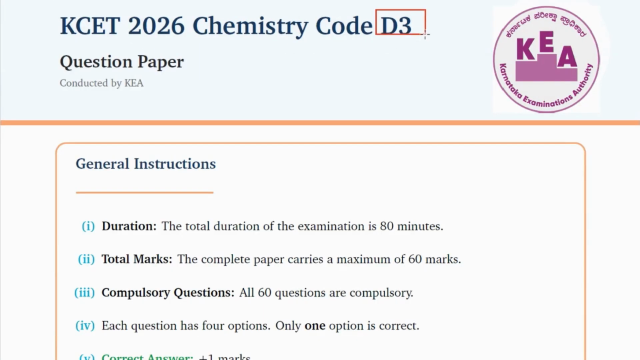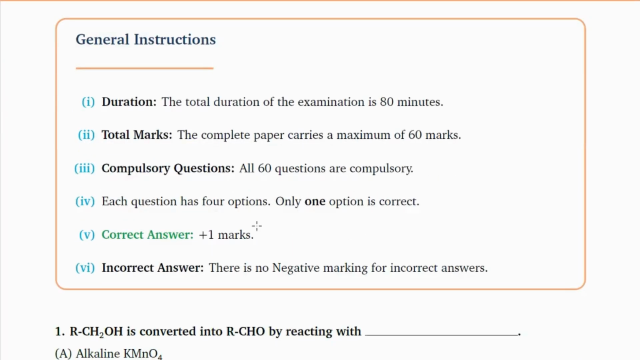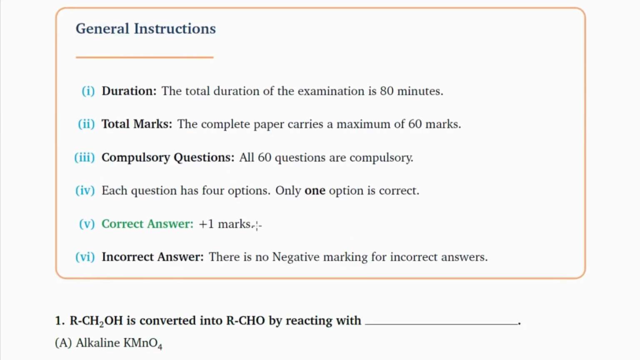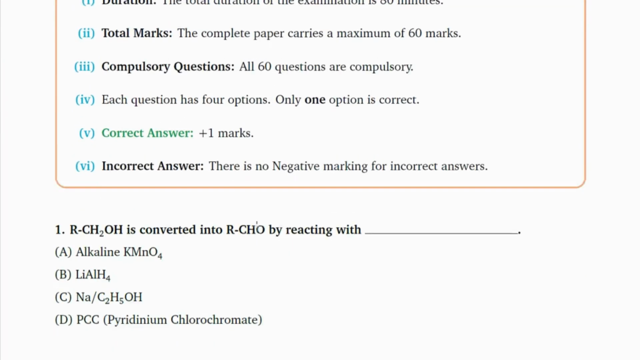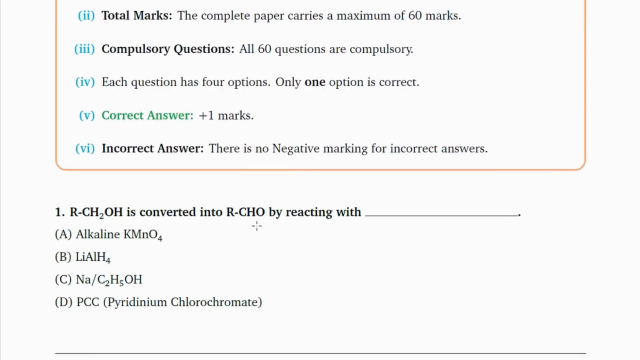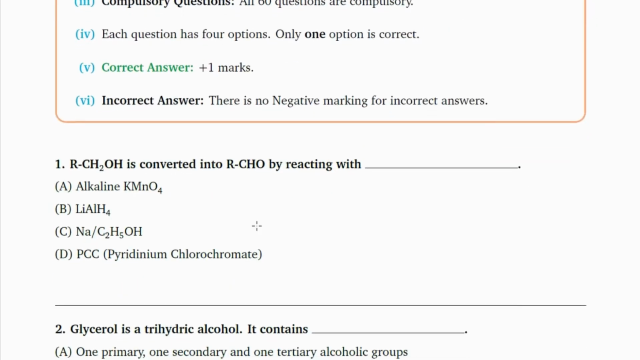In today's session, I'm going to cover the Chemistry KCET paper, which was conducted on April 23rd, 2026. This paper has 60 compulsory MCQs, to be completed in 80 minutes. Each correct answer will be awarded 1 mark, and there is no negative mark for incorrect answers. So, let's get started. The first 12 questions are from the organic chemistry part.